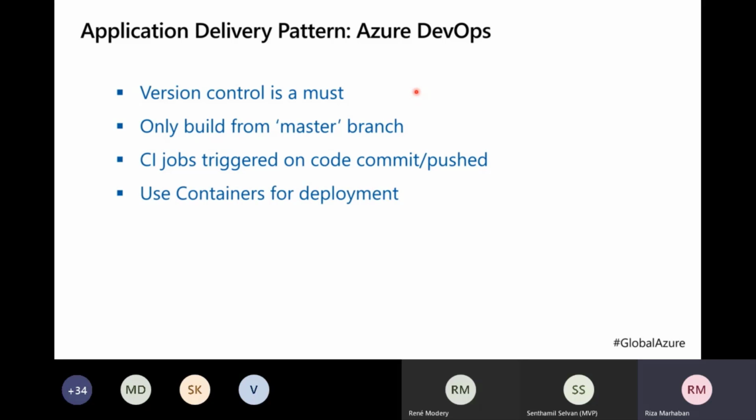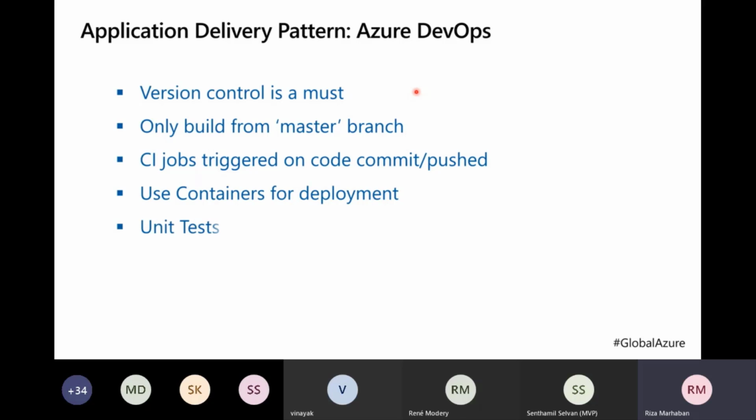And then try to use containers for deployment. Unless you want to deploy to a certain machine, then it's fine. But for microservice, it's better to use containers. Unit tests are a must. You have to have unit tests running inside DevOps. There is an option in Azure DevOps to enable unit tests, or any test like BDD, the one that Ben just showed you. That is something you can consider when creating microservice.